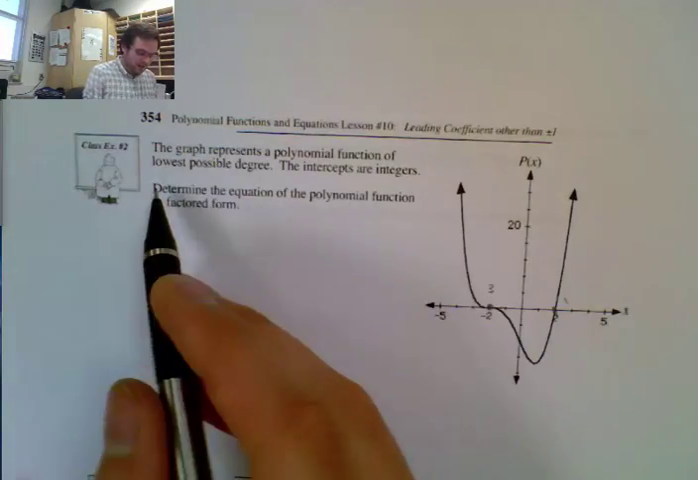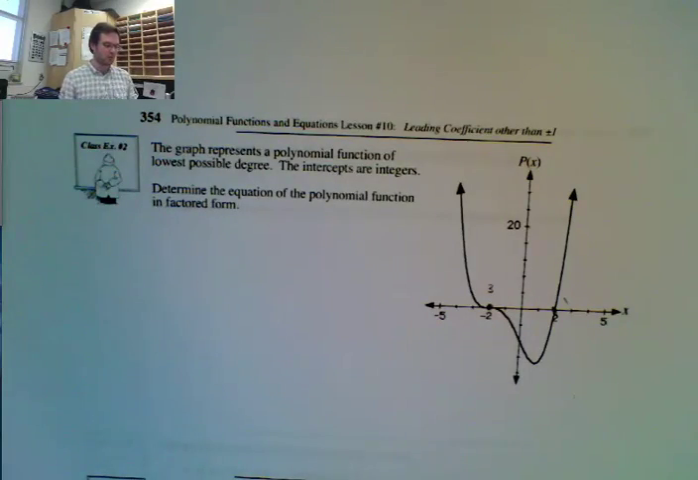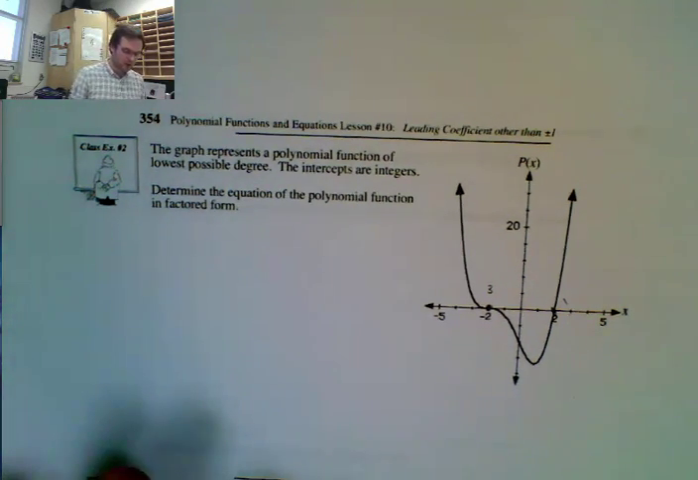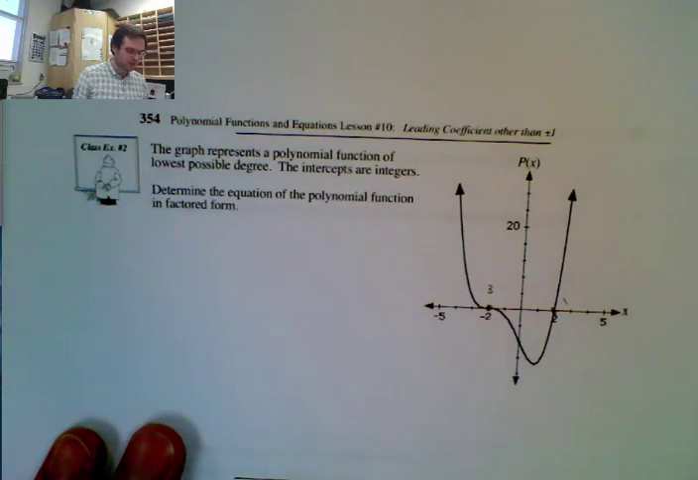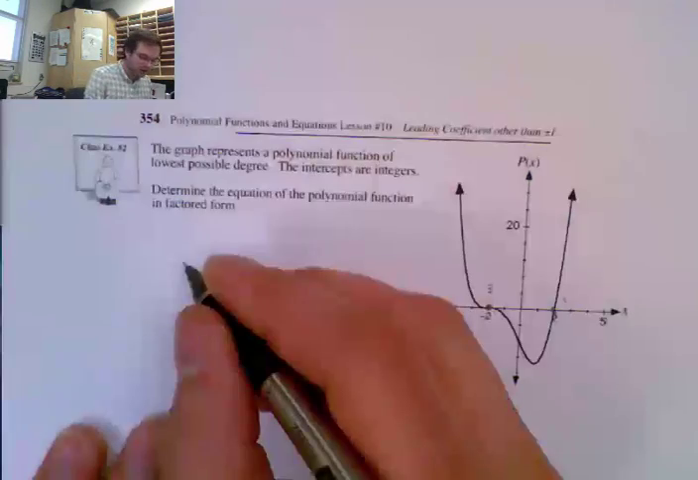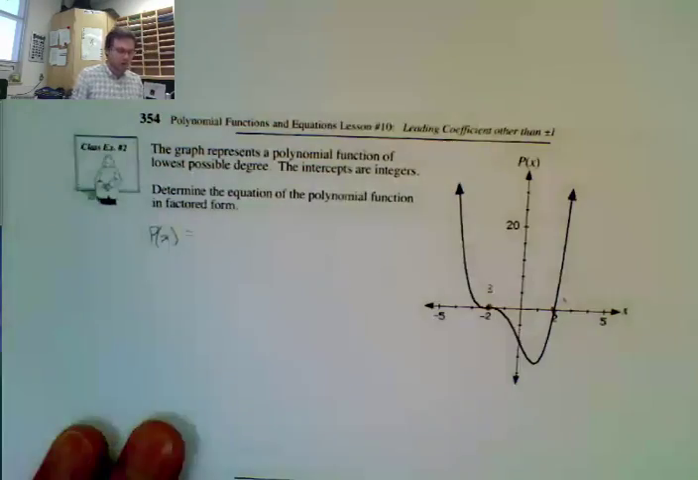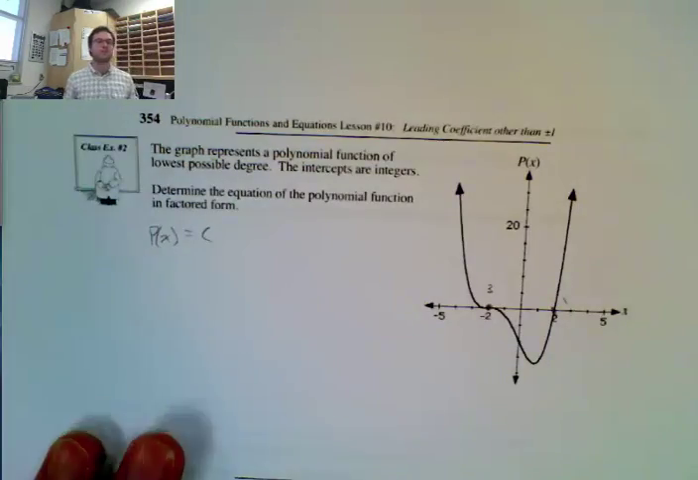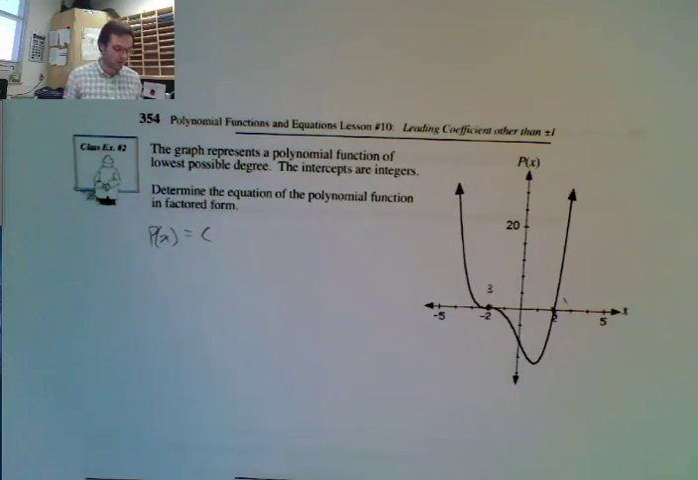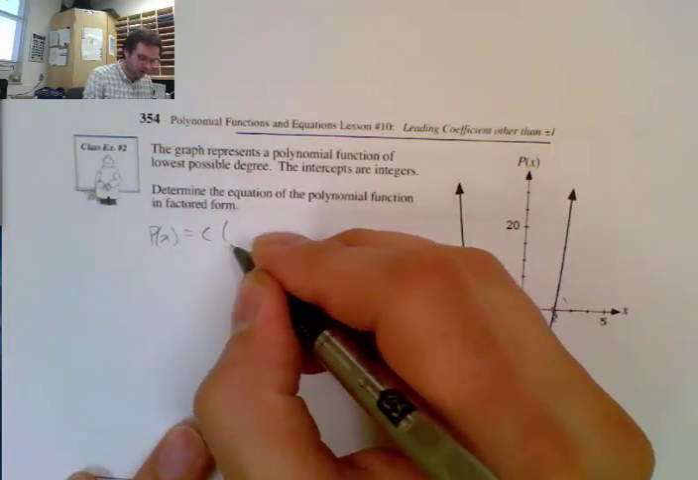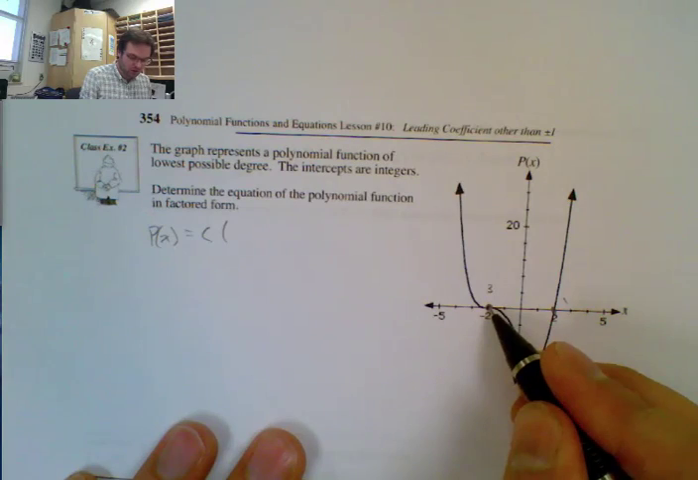So now, it says determine the equation of the polynomial function in factored form. Okay? So we want the equation of the polynomial function in factored form. So first of all, here we're going to go p of x is equal to, well, we know we have whatever c, because we don't know what my leading coefficient is. We're going to multiply that by, now first of all here we have x plus 2.